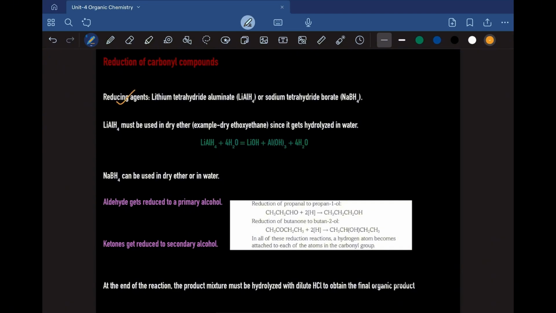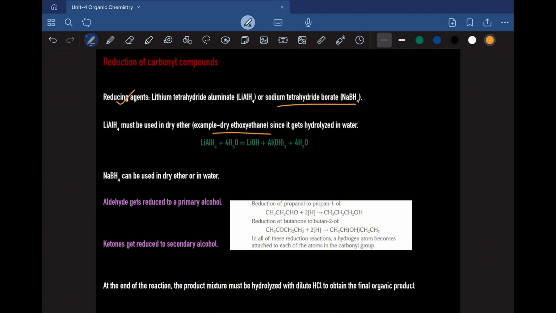So here our reducing agent will be lithium tetrahydroaluminate or sodium tetrahydroborate. There are some exceptions in terms of using them. Lithium tetrahydroaluminate can be used in dry ether. What does dry ether actually mean? An example is dry ethoxyethane. You can use it in dry ethoxyethane.